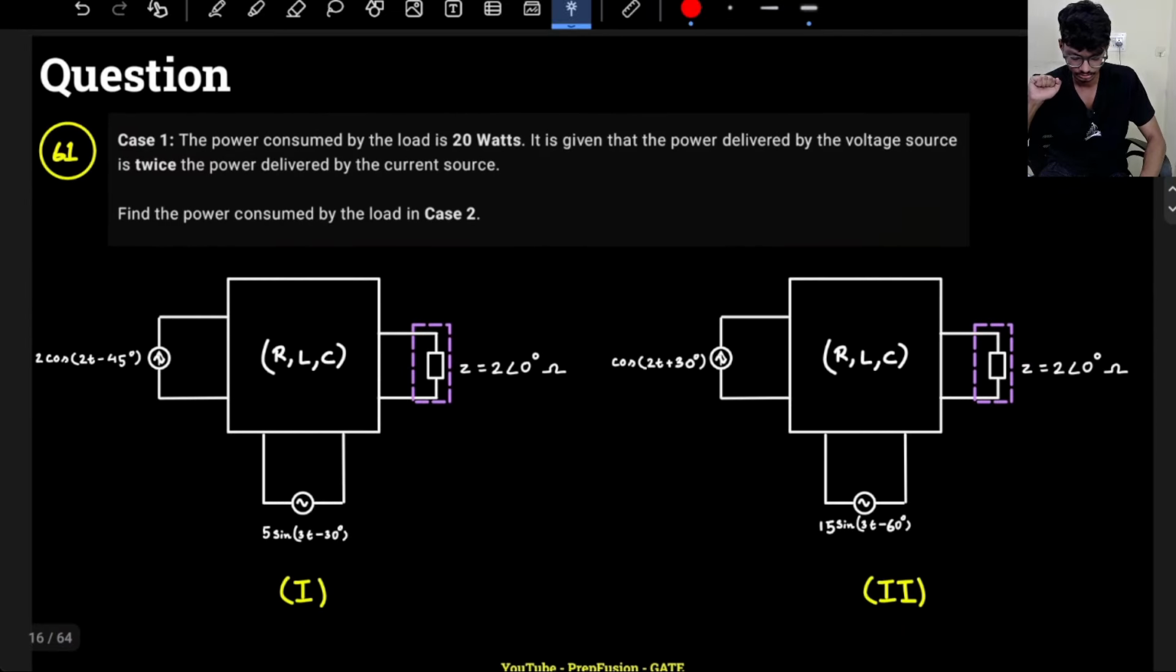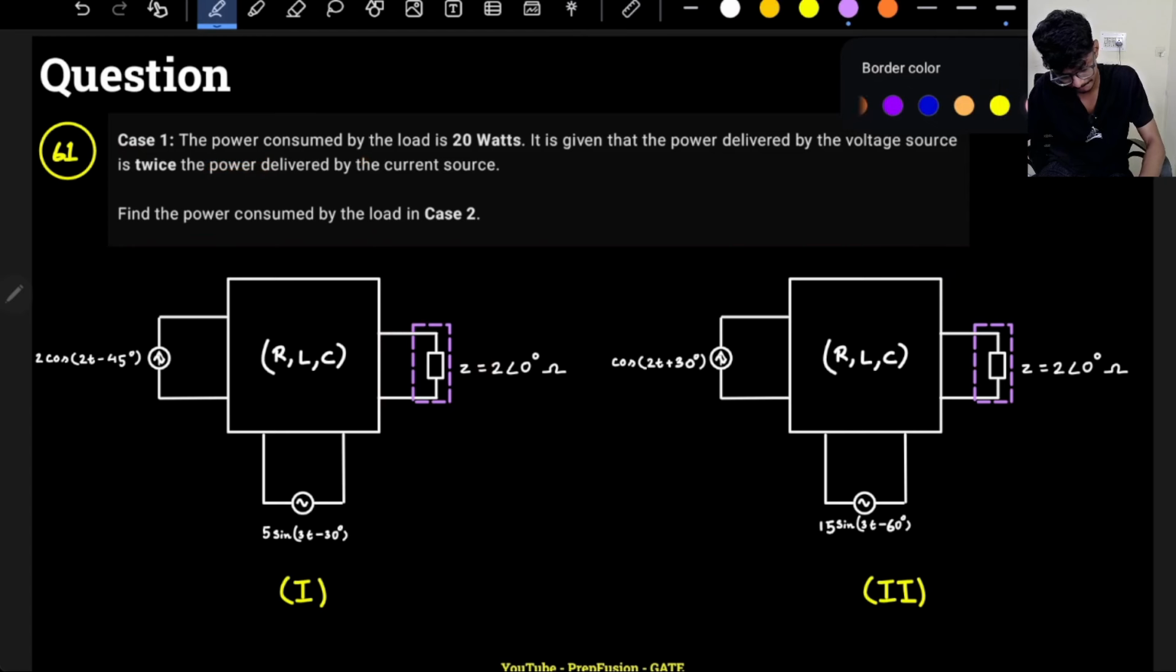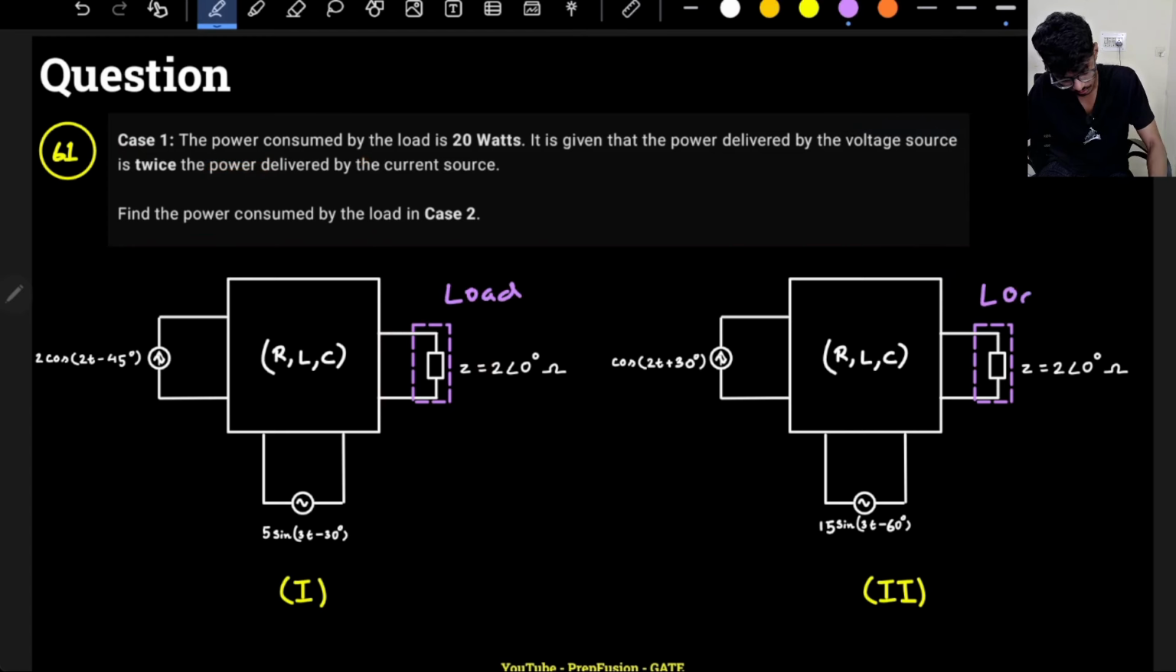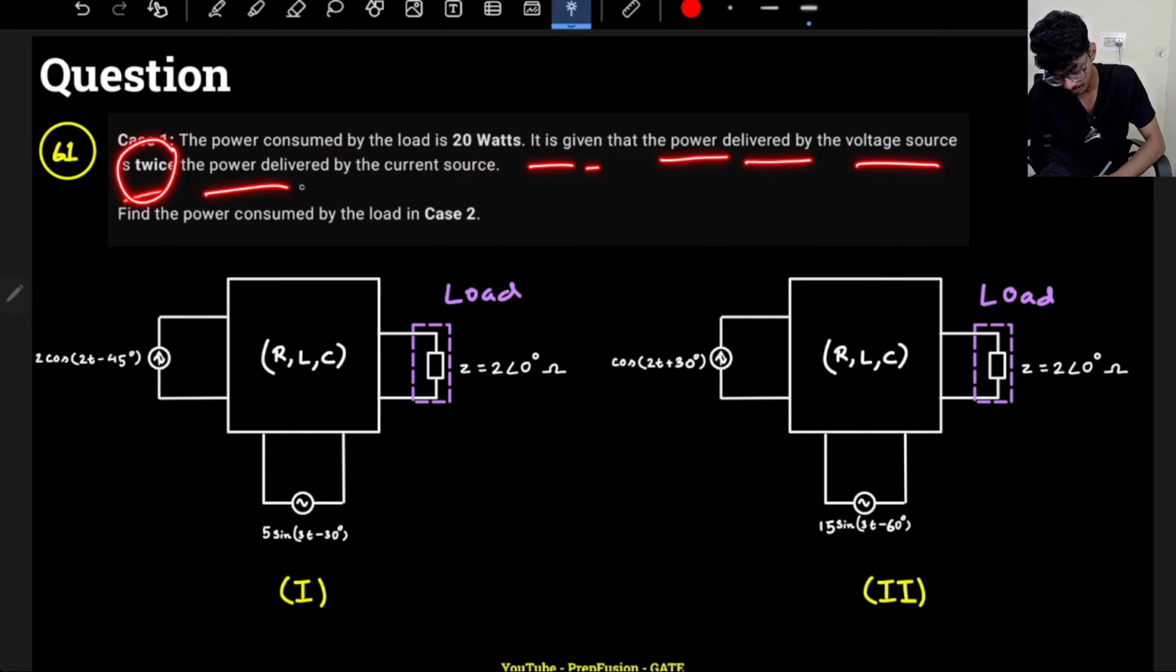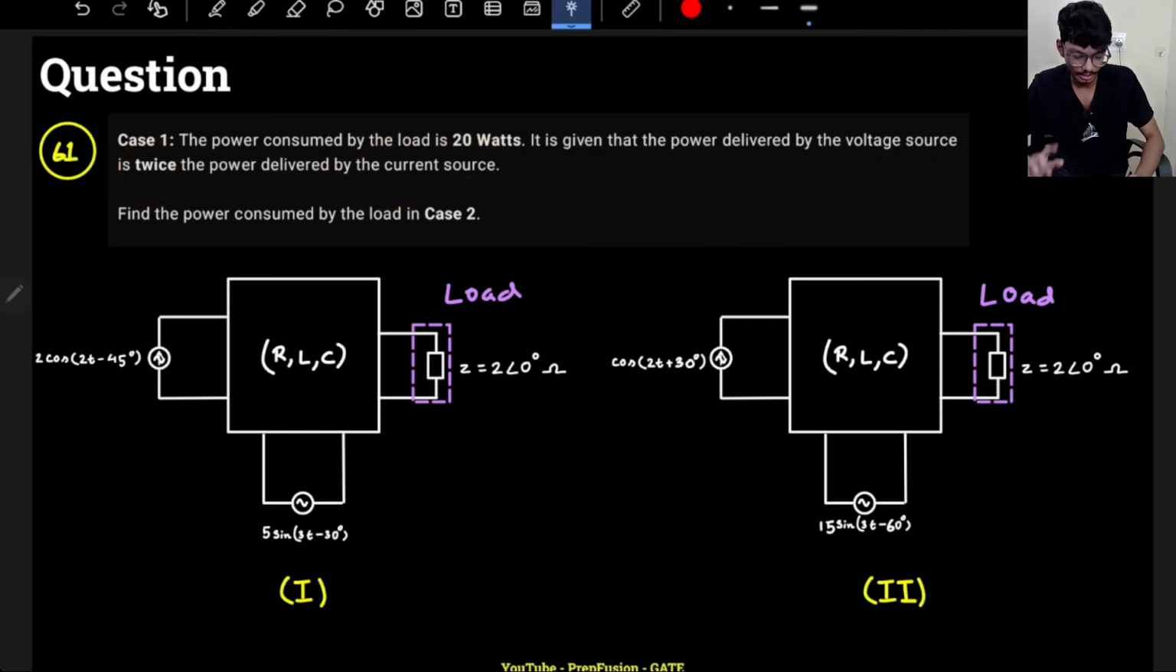So let's see this question. Here there are two cases. Case one is when the power consumed by the load is 20 watts. This is the load basically. It is given that the power delivered by the voltage source is twice the power delivered by the current source.